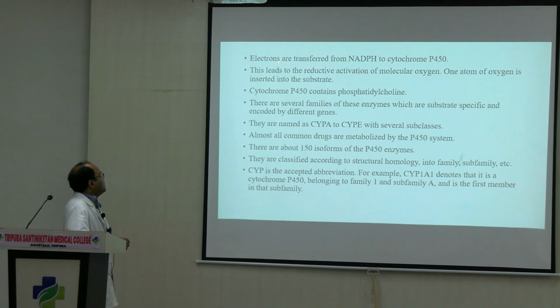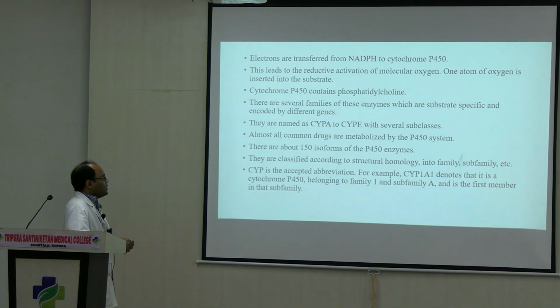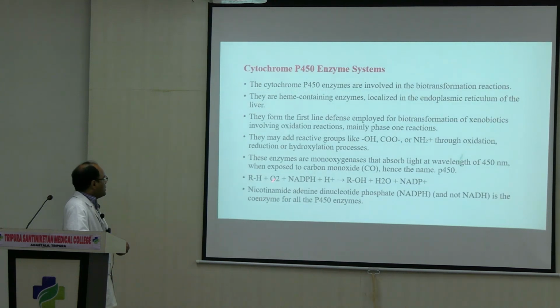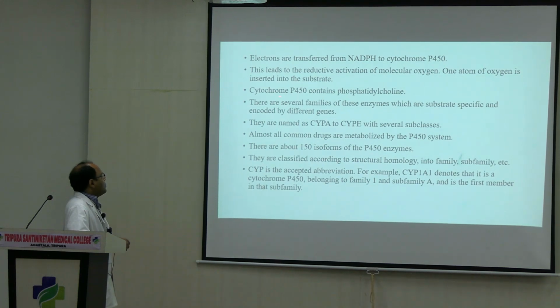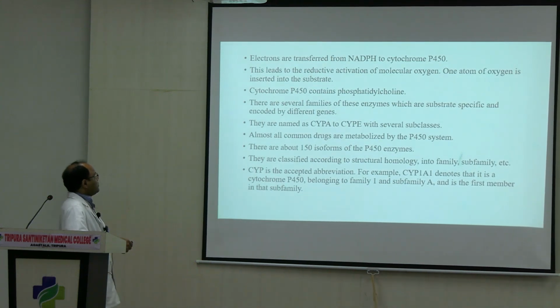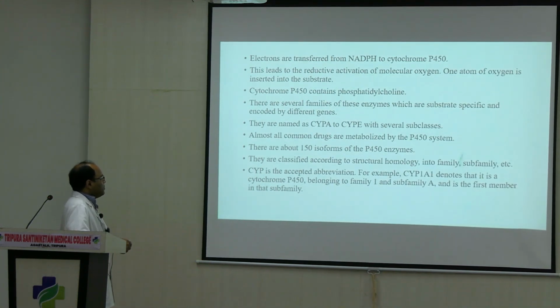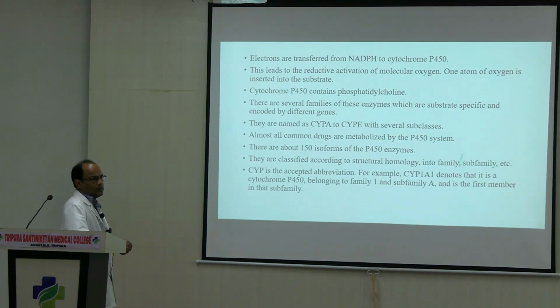Their function is to transfer electrons from NADPH to Cytochrome P450. This leads to reactive activation of molecular oxygen. One atom of oxygen is inserted into the substrate. Here you can see that Cytochrome P450 contains phosphatidylcholine, and there are several families of this enzyme which are substrate specific and encoded by different genes.